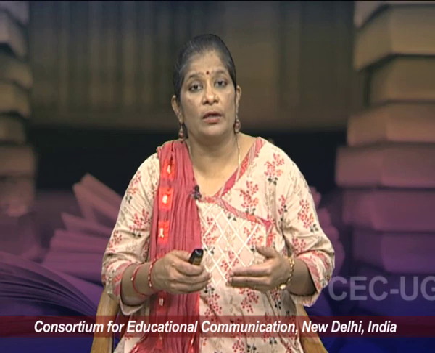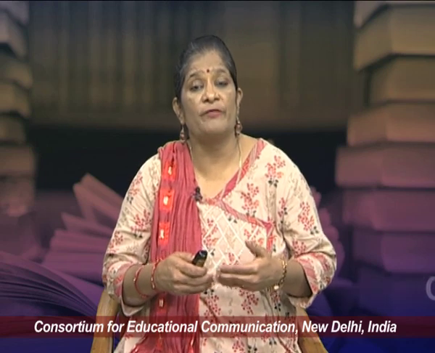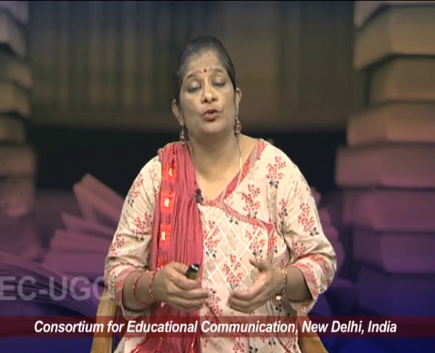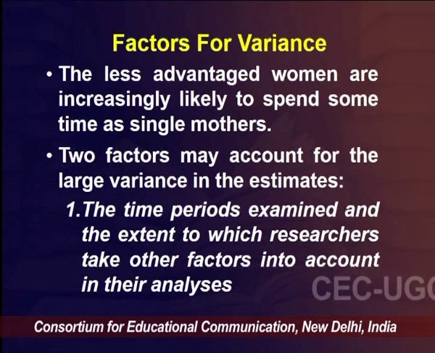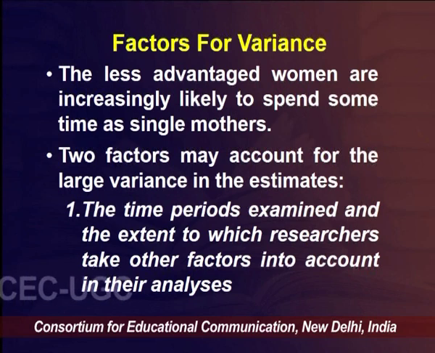Now, what are the factors for variance? The argument is that gender inequality will differ from a family of one particular race to a family of another race, and also in terms of the educational level. So, what are the factors which have been taken into account? The two factors which the authors have taken into account: one is the large time period examined, and the other is the extent to which researchers take other factors into account in their analysis.